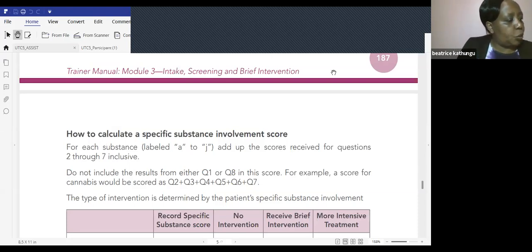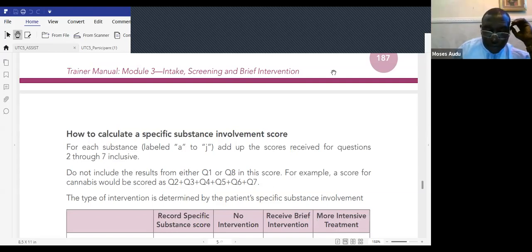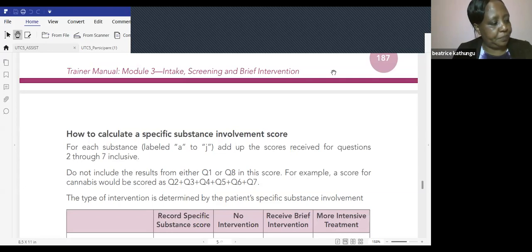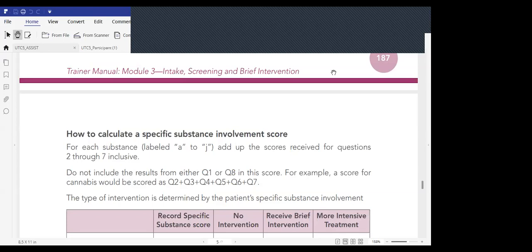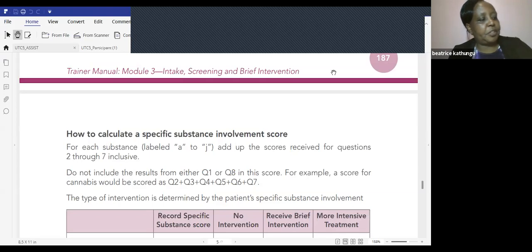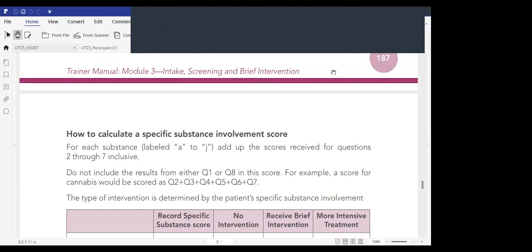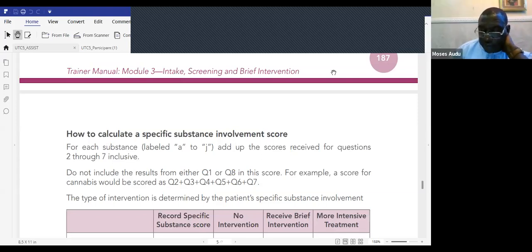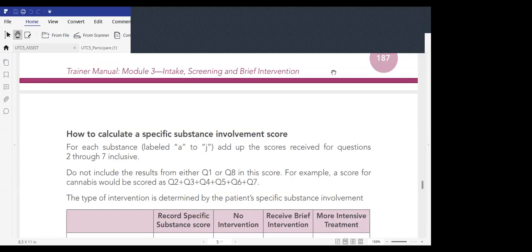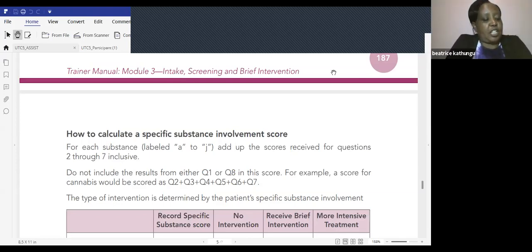Question number 2, sedatives, we scored 3. Question number 3, we scored 0. Question number 4, we scored 0. Question number 5, we scored 2. Question number 6, we scored 6. Question number 7, we scored 0. The total is 11. So very well. And finally, kindly give us about 5 minutes extra.